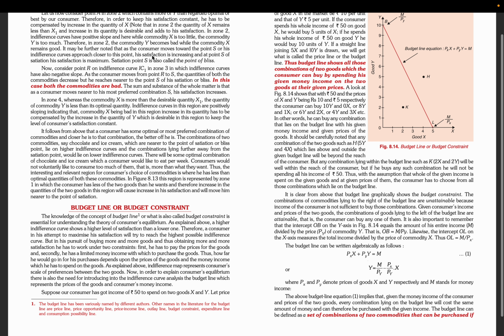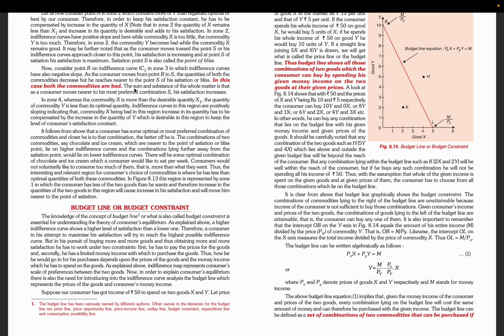It may be further noted that as the consumer moves towards the point S, or his indifference curve approaches closer to the point, his satisfaction is increasing, and at point S of satiation, his satiation is maximum. Satiation point S is also called the point of bliss. Now consider point R on IC1 in zone 3, in which the indifference curves have also negative slope. As the consumer moves from R to S, the quantities of both the commodities decrease, but he reaches nearer to the point S of satiation or bliss.